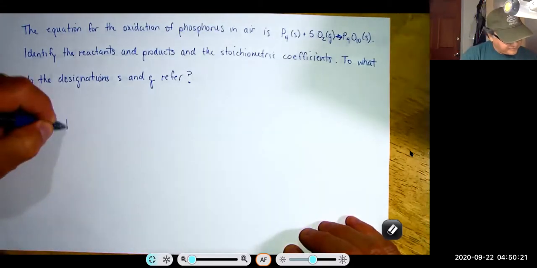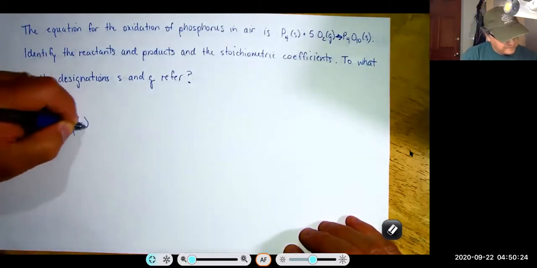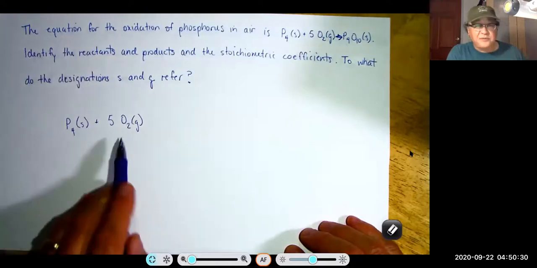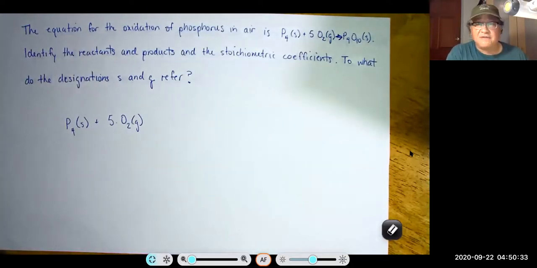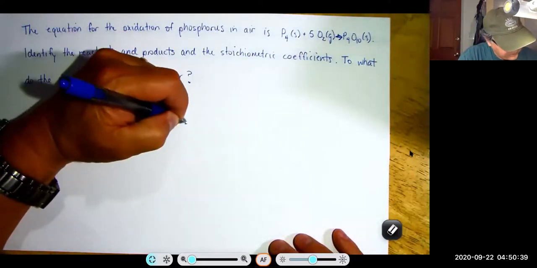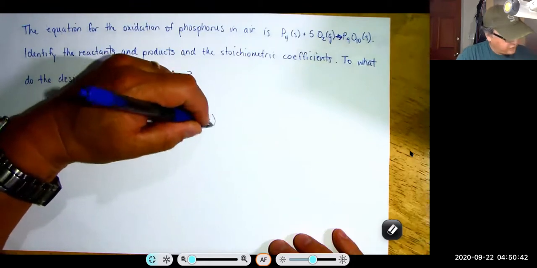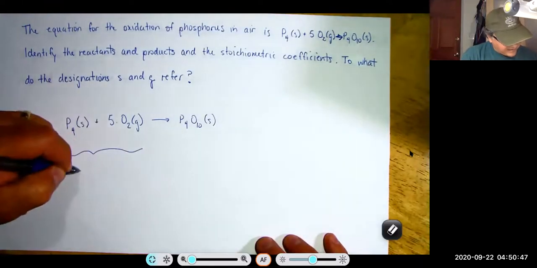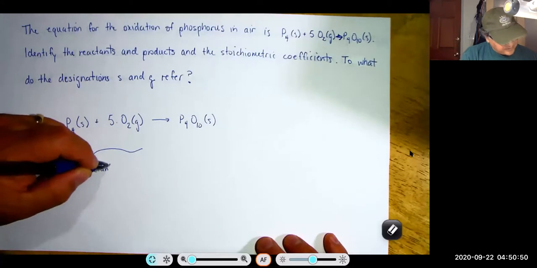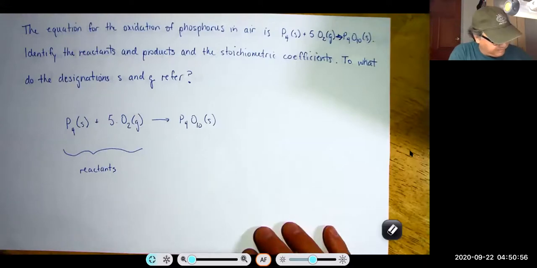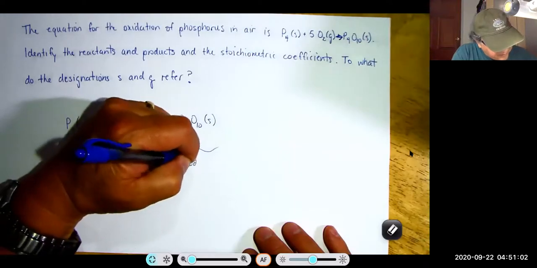So if we write this out, you want to leave a good space between your 5 and your O, otherwise it'll look like 50. So identify the reactants. Those are the reactants. They always are at the end of the arrow where you're pointing away from them. And the arrow always points to the products. In this case, there's only one product.